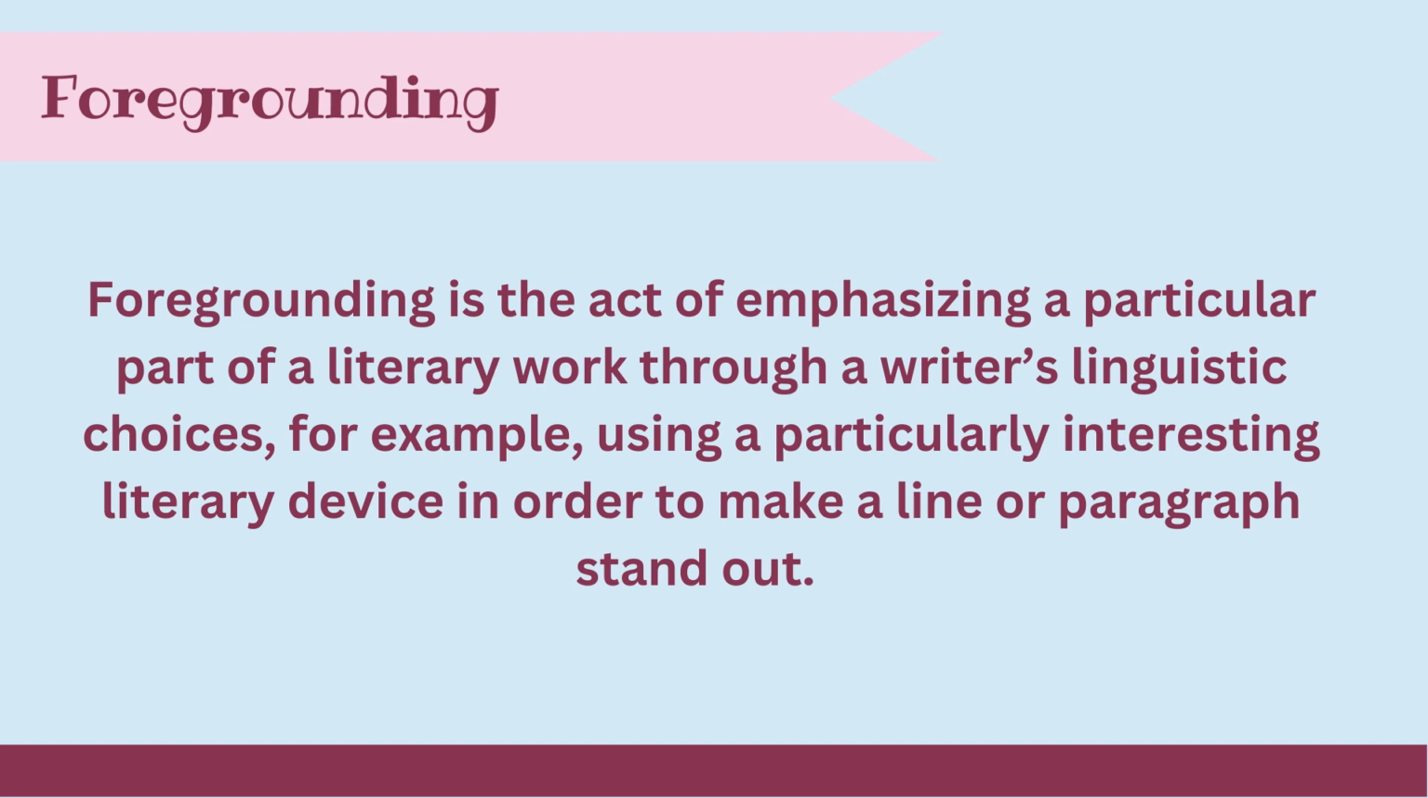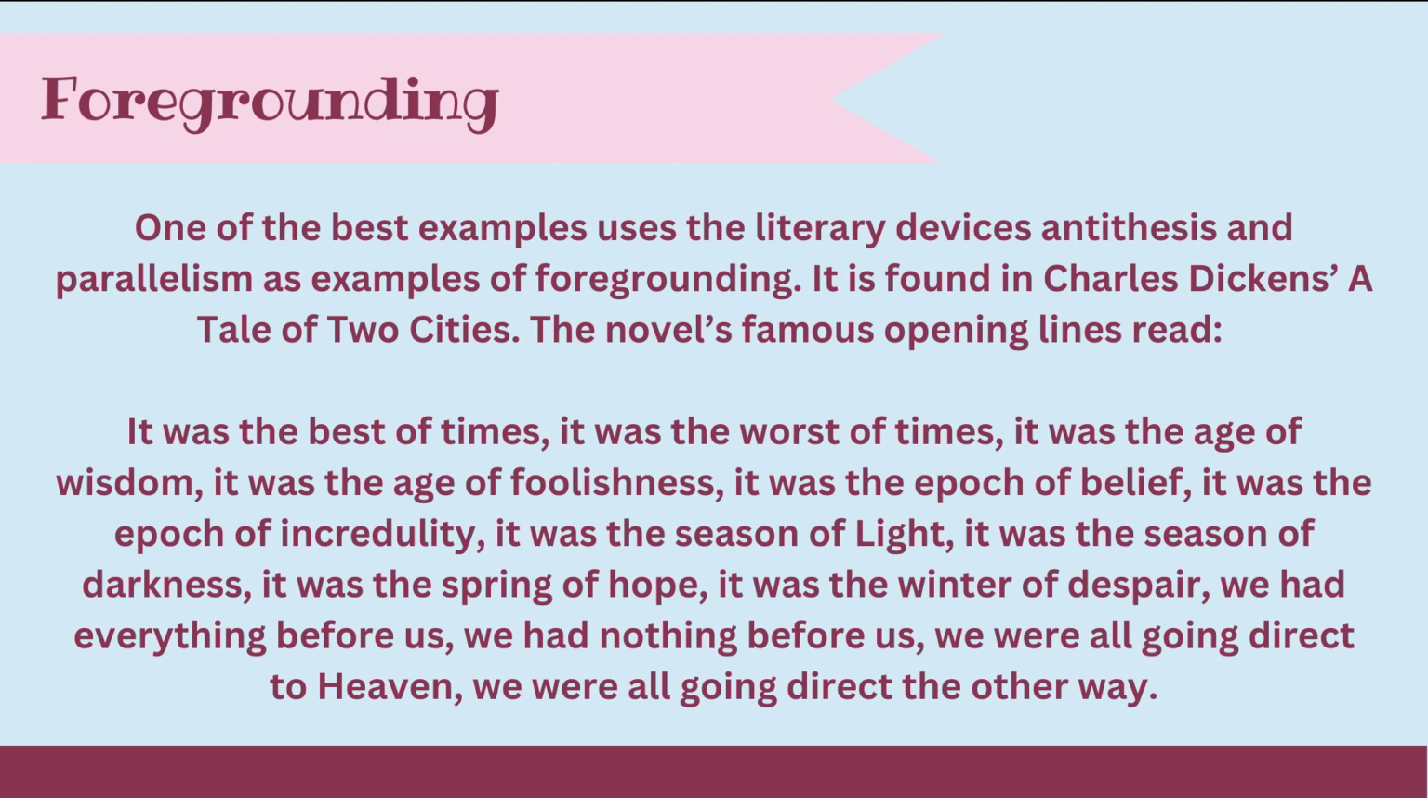The next one is foregrounding. Foregrounding is the act of emphasizing a particular part of a literary work through the writer's linguistic choices, for example, using a particularly interesting literary device in order to make a line or paragraph stand out. One of the best examples uses the literary devices antithesis and parallelism as examples of foregrounding. It is found in Charles Dickens' A Tale of Two Cities.